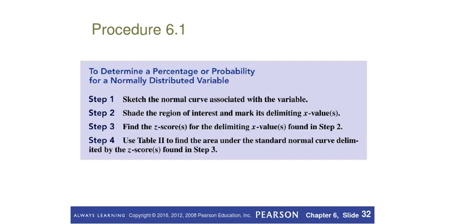If we were interested in determining a percentage or a probability, this is what we would do. And this is what we actually did with our M&M's example. We sketched a normal curve associated with the variable. We shaded the region of interest to mark its delimiting x values, and then found the z-score associated with that x value, and then found the probability from our table or Excel using the standard normal distribution command.